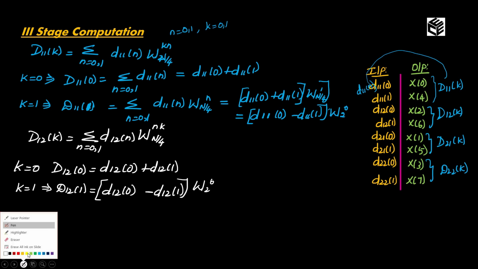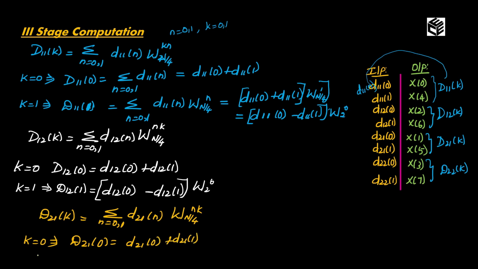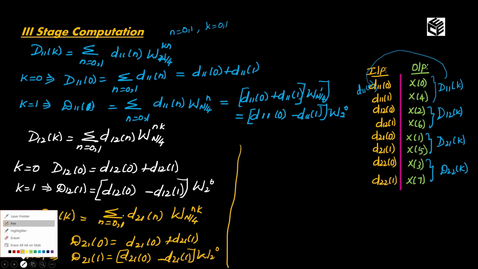Now I am going to find for d21 of k. My expression is summation n equal to 0, 1 d21 of n w n by 4 power nk. If I apply the value of k as 0, I will get d21 of 0 is equal to d21 of 0 plus d21 of 1. If I apply the value of k as 1, I will get d21 of 1 is equal to d21 of 0 minus d21 of 1, which is multiplied by w2 to the power 0.